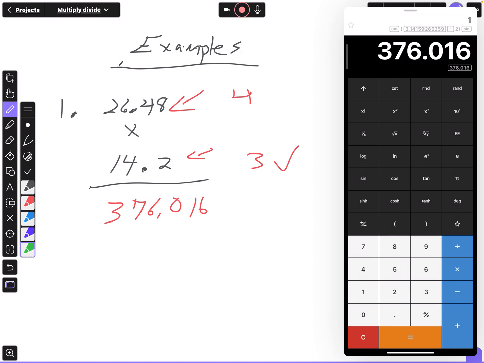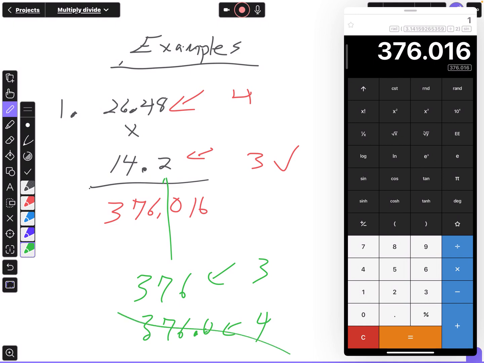How do I do that? Well, 3, 7, and 6 is all significant. I could cut it off right there and round, and my answer would just be 376, and I could leave off the 0.016 because that would have 3 significant figures right there. If I had left the 0.0, that number would have 4 significant figures because that last 0 would be significant because of the decimal. That would be incorrect. I'll need to just round it to 376.